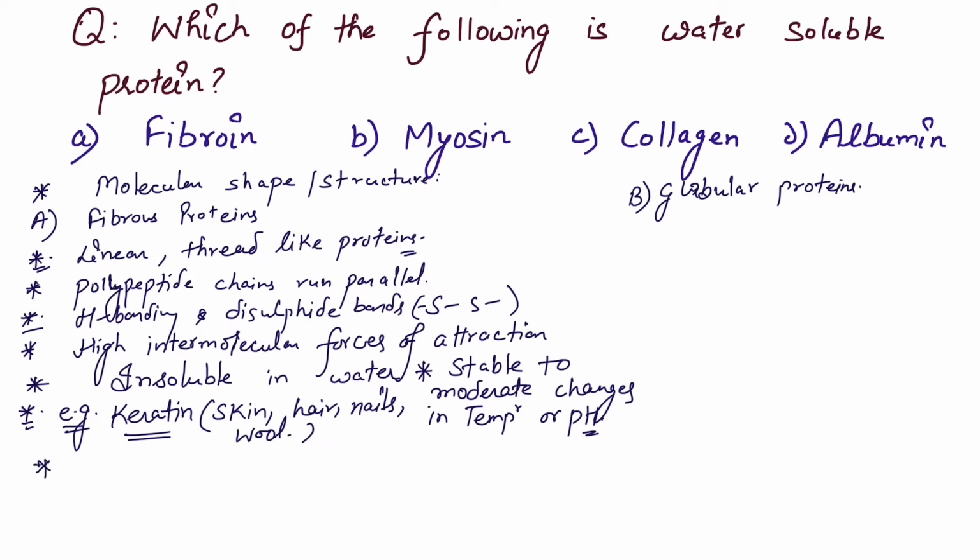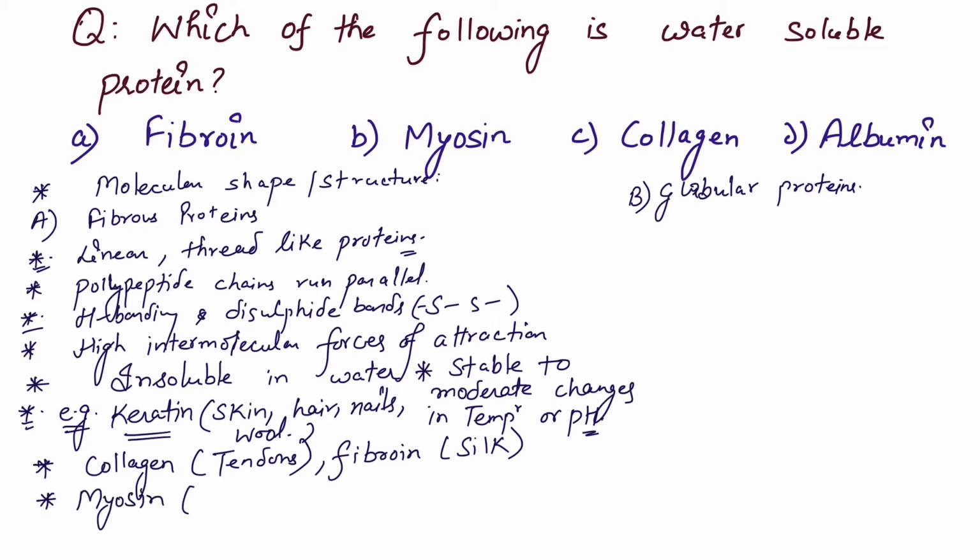Number two example is collagen, that is present in tendons. Number three example is fibroin, that is present in silk. Next example is myosin, that is present in muscles. So these are the important points regarding fibrous proteins. They are linear, there is strong hydrogen bonding, and the force of attraction is stronger, that is, they are insoluble in water.